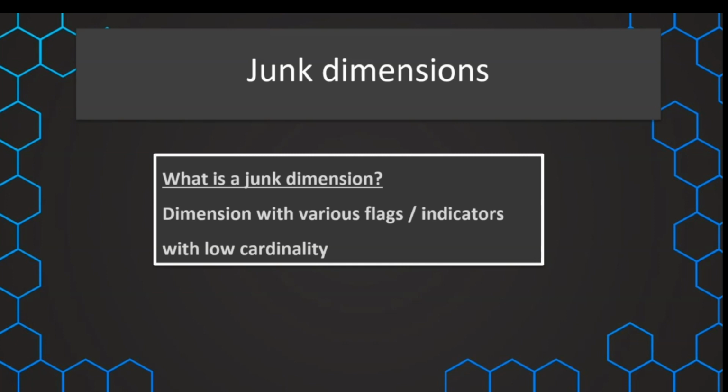So this could be yes, no, or anything else with a very low cardinality. So the options of values are not so many. For example, there are only 2, 3, or 4 different values. And then we refer to this as a junk dimension.